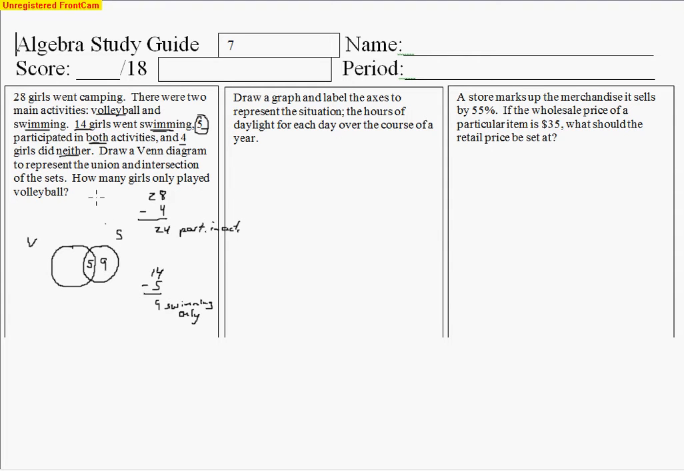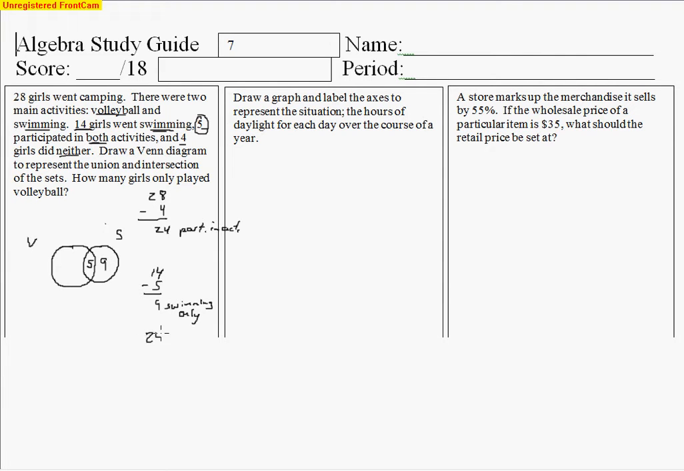Now we've got one more bit to do. It's just how many people played volleyball, and that's really what they want us to find. So what we're going to do from here is start with the amount of people who went swimming only, and take it away from those that did just one activity. So that's what I need to do next, is find out how many did just one activity.